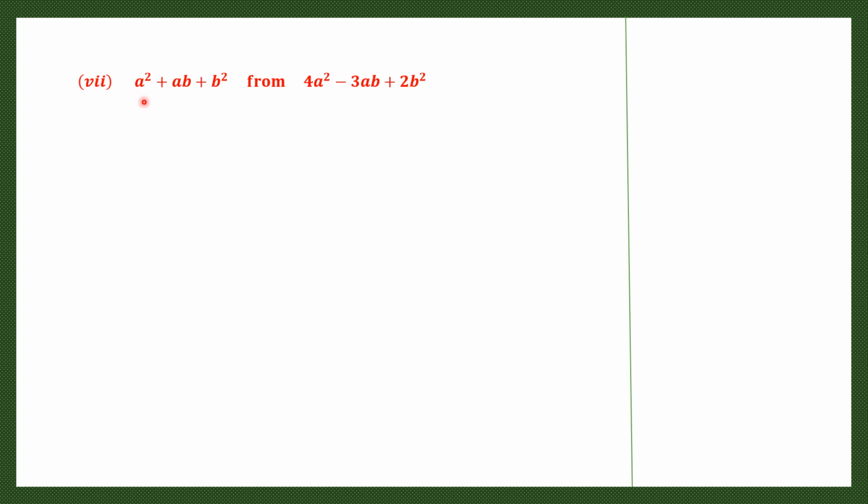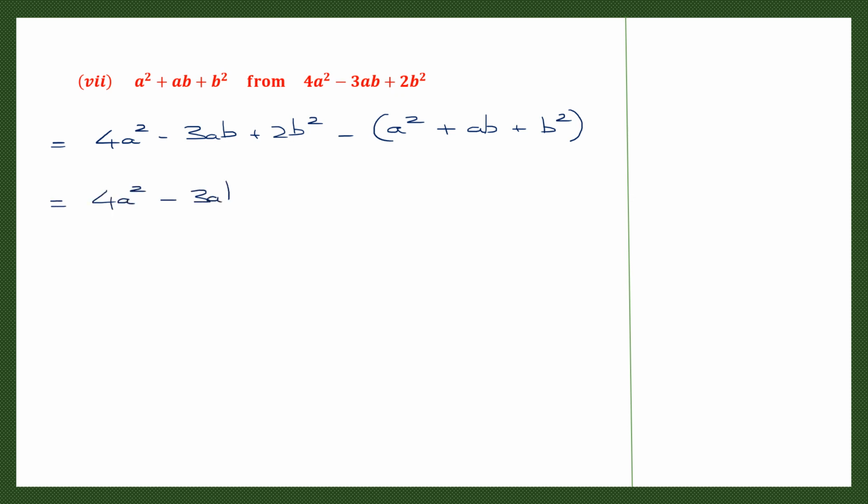Question 7. Subtract this polynomial from this. So let's write this first. So that will be 4a square minus 3ab plus 2b square. Minus, let's write the other one inside, a square plus ab plus b square. Now let's remove the bracket. So this is 4a square minus 3ab plus 2b square. We have a minus before the bracket, so change all the signs inside. Minus a square, minus ab, minus b square.